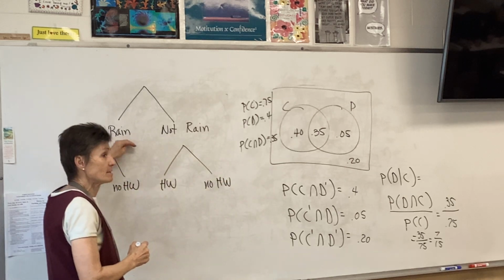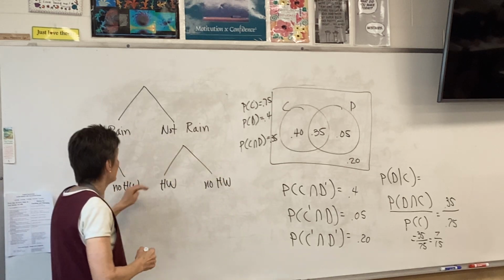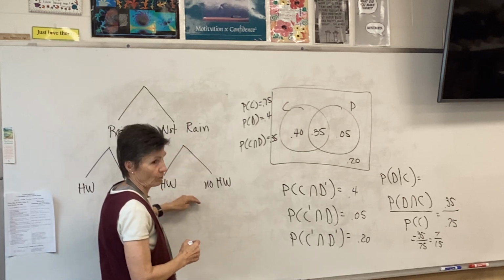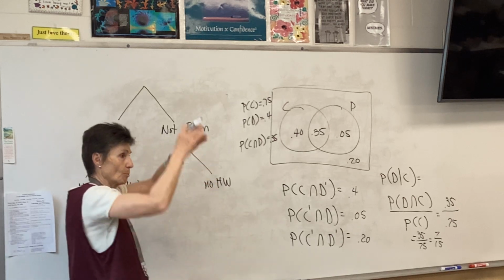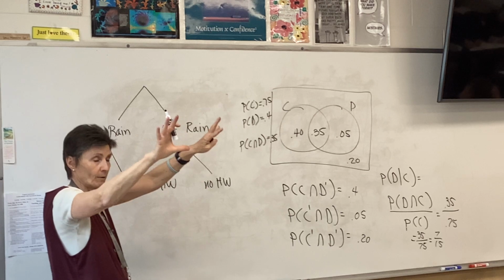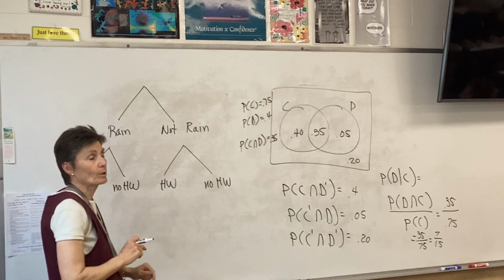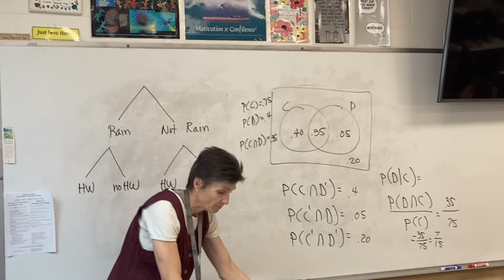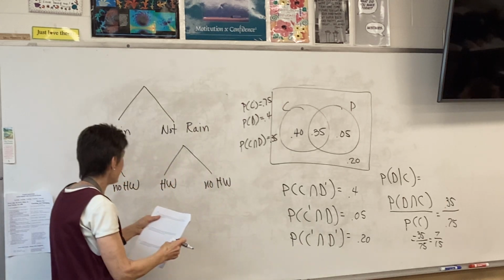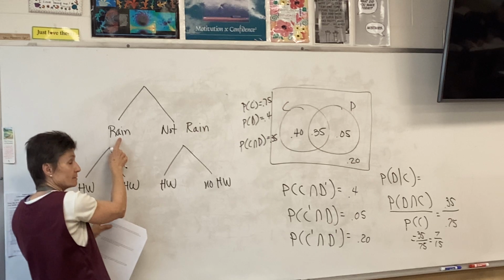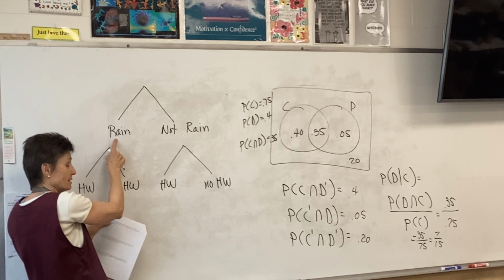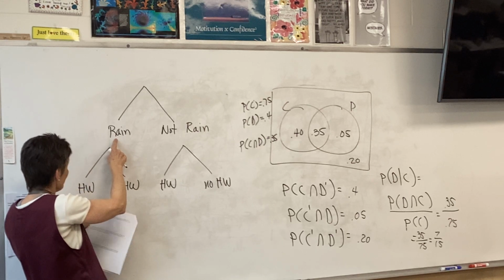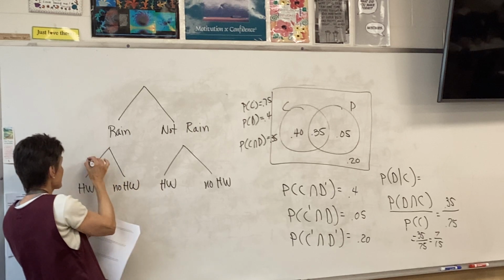If it rains, he can either do homework or not. If it doesn't rain, he can do homework or not. So branch 1 is rain and not rain. And then we'll do the homework and not homework. Okay, let's fill in the probabilities. If it rains, right here, it's raining. If it rains, the probability Joe does his homework is 0.4.